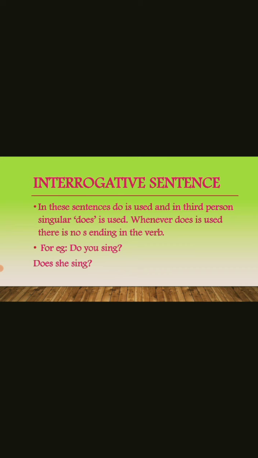Now we will understand the interrogative sentences. In these sentences, do is used and in third person singular does is used. Whenever does is used, there is no s ending in the verb. In the first and the second person singular, we add do. Do you sing? But when we are using the third person singular, he, she, it, we do not add do, we add does. And when we are adding does to any sentence, the verb ending is never with s. For example, does she sing? We will never say does she sings.